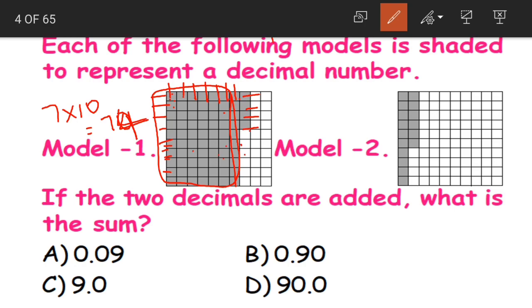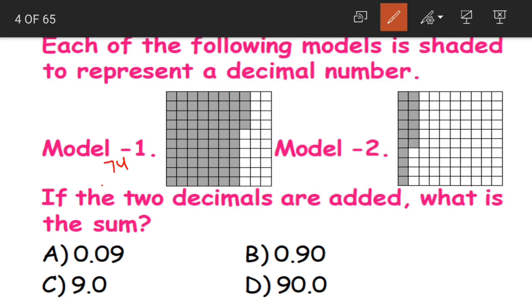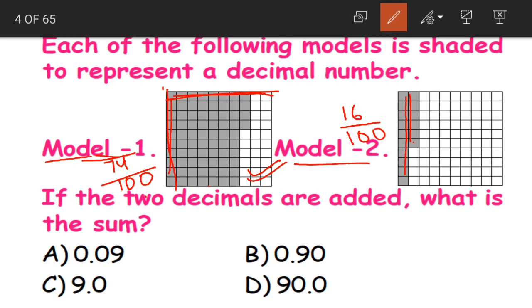What is the number of shaded blocks here children? 74 blocks are shaded in model 1, divided by, what are the total number of blocks? We have 10 rows into 10 columns. So 10 tens become 100. 74 by 100 is the fraction that represents our model 1. In the same way for model 2 we are having 16 shaded blocks divided by 100, that is the total number of blocks. So these are the fractions representing model 1 and model 2.